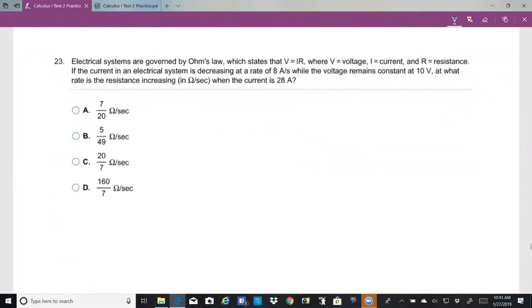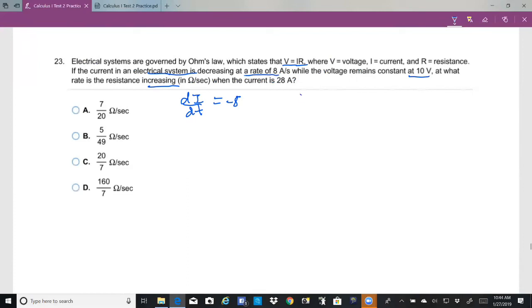Number 23, we have an electrical system governed by Ohm's law, which states that the voltage is equal to IR, where I is the current and R is the resistance. It says the current in an electrical system is decreasing at a rate of 8 amps per second. So that means the current dI/dt is equal to minus 8, while the voltage remains constant at 10 volts. At what rate is the resistance increasing in ohms per second when the current is 28 amps?